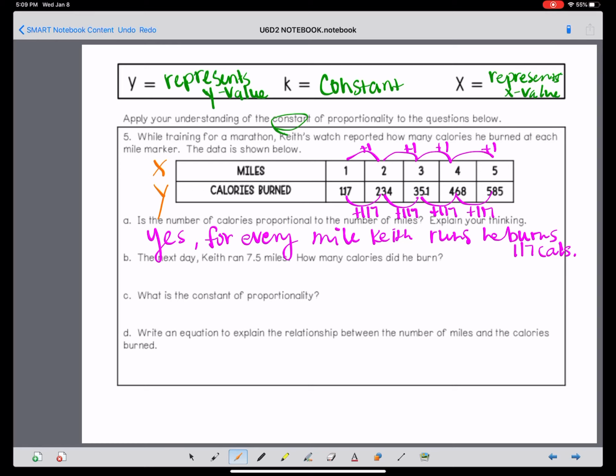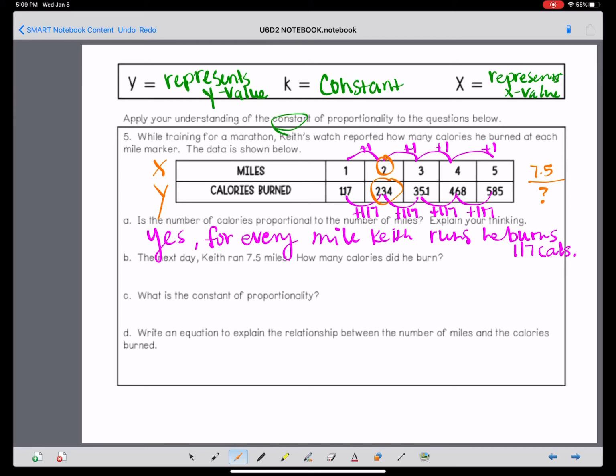For part B, the question says the next day Keith ran 7.5 miles. That would be like over here, 7.5. How many calories did he burn? That's what we want to know. In order to get that, what should we do? To go from your X value to your Y value, you're going to multiply your X value by 117, your constant.